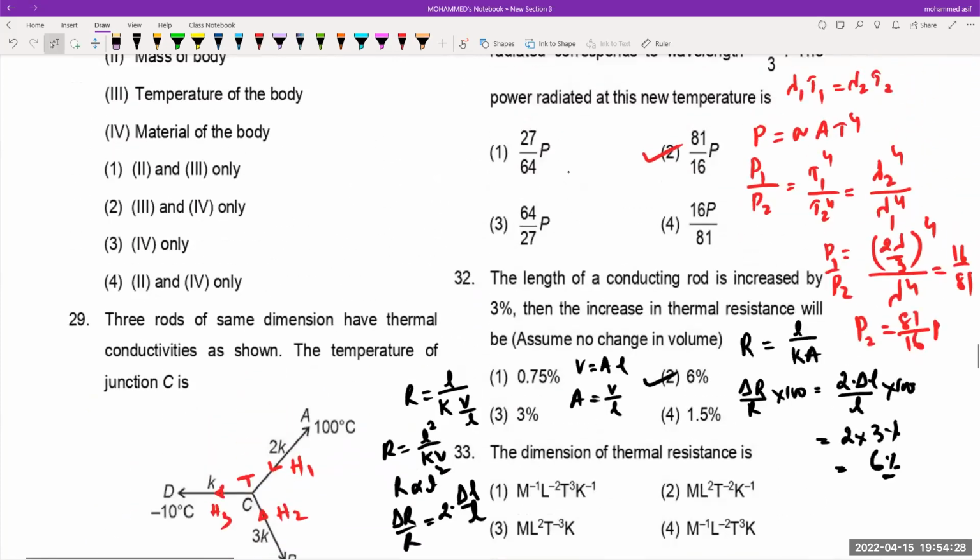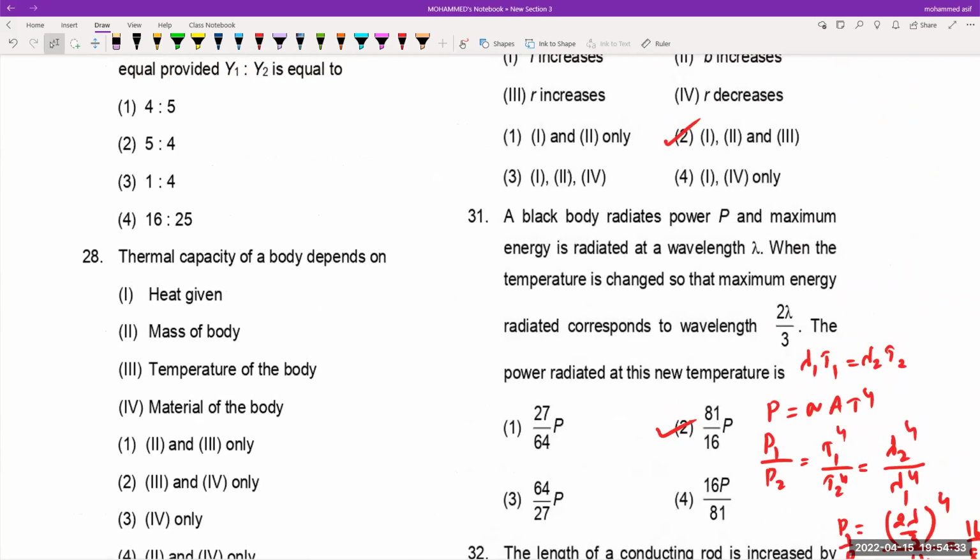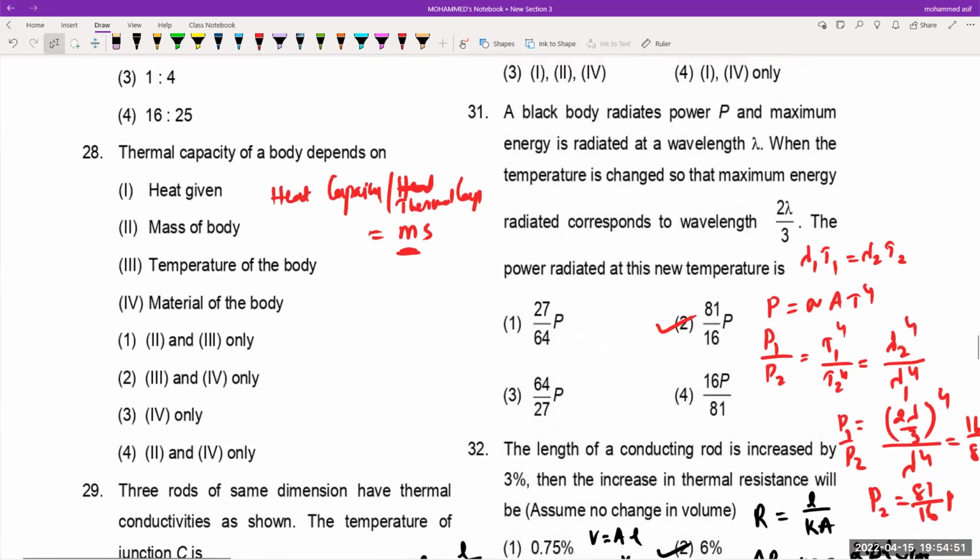ठीक है, चलो नेक्स्ट वन, थर्मल कैपेसिटी ऑफ द बॉडी डिपेंड्स ऑन, थर्मल कैपेसिटी बोलो हीट कैपेसिटी बोलो, वन एंड द सेम ना बेटा। सो थर्मल कैपेसिटी और हीट कैपेसिटी, और थर्मल कैपेसिटी तो फॉर्मूला क्या होता है बेटा, m into s, mass into specific heat, isn't it? So mass into specific heat means heat given, m is depending upon the mass of the body and as well as of your specific heat, that is material of the body. So 4 and 2 will be the answer for this, and fourth option 2 and 4. Clear?